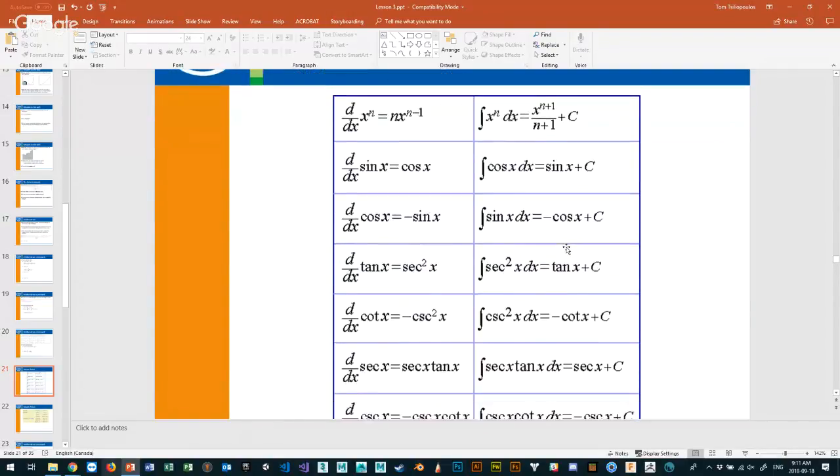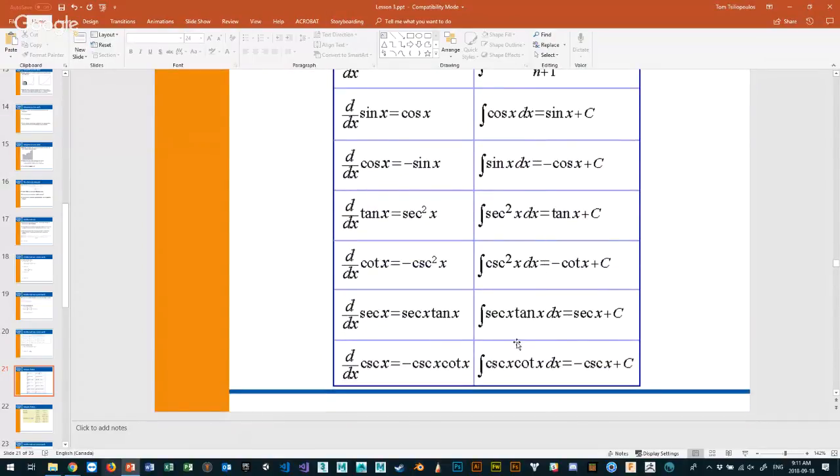Okay, so some extra rules here, similar to what we saw before. And some extra ones we didn't talk about, cosecant times cotangent and so on. So please, these are some more identities to help you solve some of your problems.